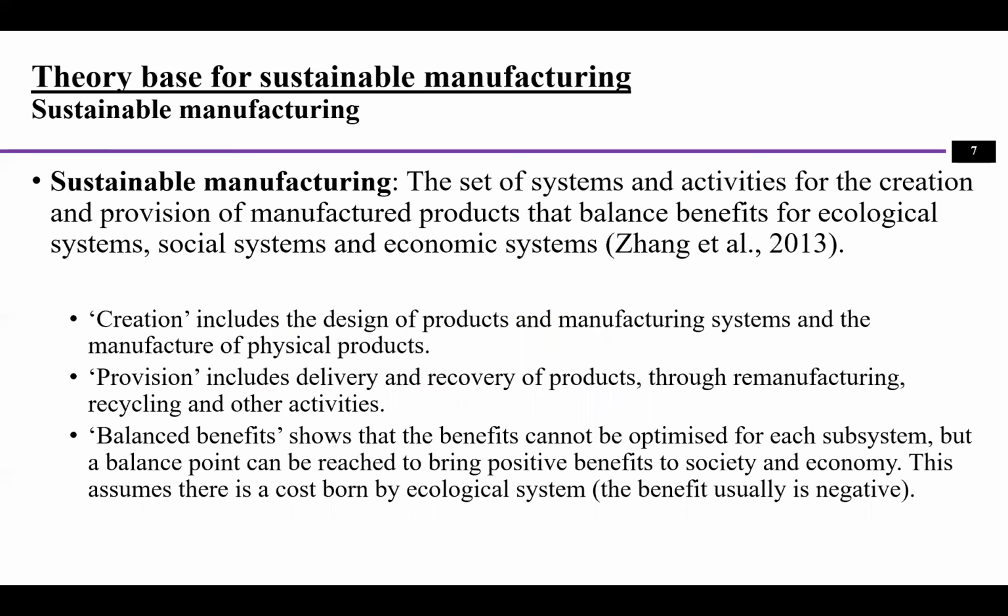And sustainable manufacturing, there can be different definitions. I think the Department of Commerce has given its definition, and also different scholars may have given definitions themselves. So the definition I gave for sustainable manufacturing back in 2013 is: a set of systems activities for the creation and provision of manufactured products that balance the benefits for ecological systems, social systems, and economic systems. And a focus here is actually the balance of the benefits.